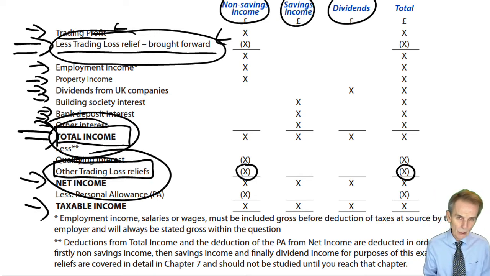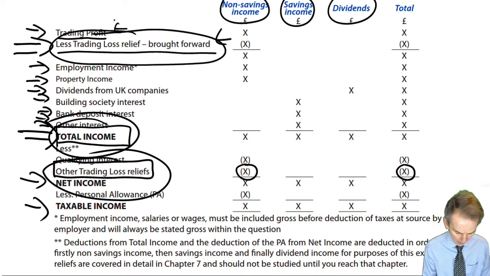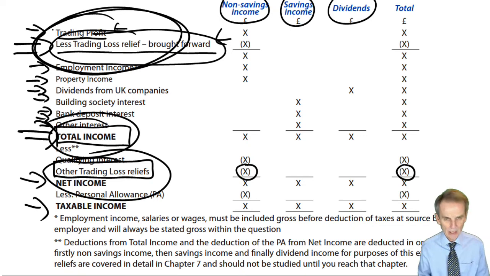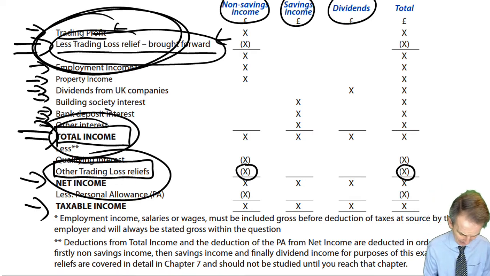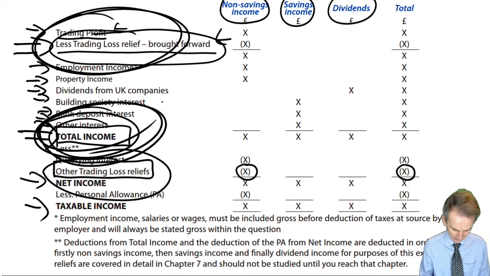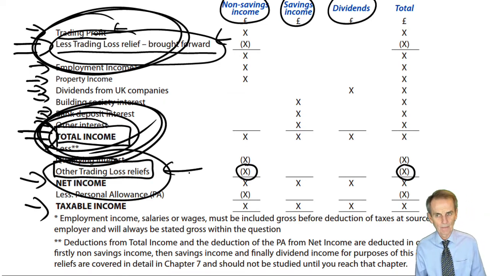So it's important for you to know where these loss reliefs will feature on an income tax computation. If the loss is being carried forward, then it will be up here against trading profit. If, on the other hand, you are using the loss in the current tax year and or the preceding year, it goes against that figure of total income. This is where the loss relief comes in.